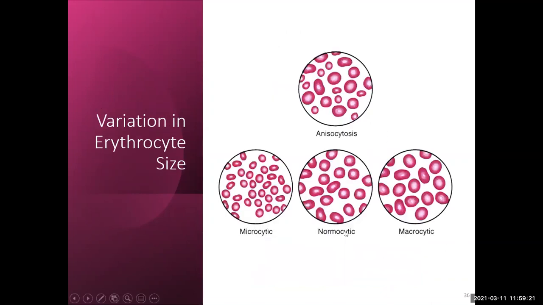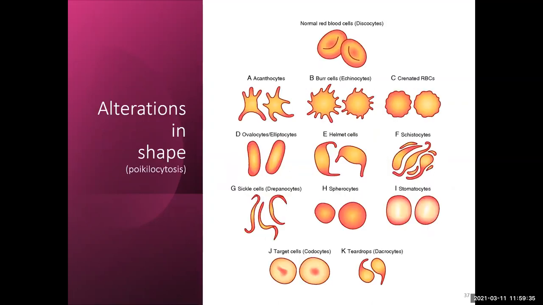So again, you're looking for variations in size. Are they small? Are they normal? Or are they large? And if you're having a variety, then that's considered anisocytosis. Your variations in shapes, which is your poikilocytosis. Do they have these abnormal projections? And I showed you a sickle cell earlier. Do they have weird looks to them? Do they look like teardrops? Are they squished in? So these are some of the things that you're going to learn about in hematology. And I'm not expecting you to know these. I just wanted you to be aware of what those terms are referring to.